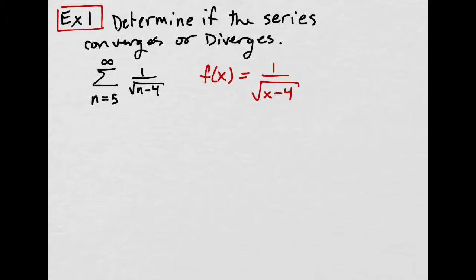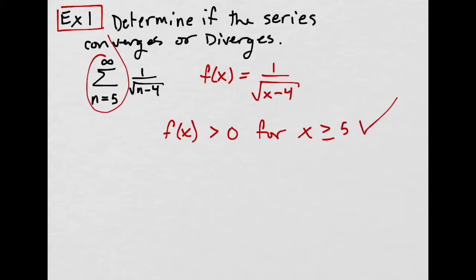And what do we have? Well, it's just by inspection. If I am plugging in things that are 5 and greater, then 5 minus 4 is 1, 6 minus 4 is 2. They're all going to be positive down there, so that's great. Also, I'm not plugging in 4, so it's also continuous. So we can say f of x is greater than 0, that means it's positive, for x greater than or equal to 5. So that takes care of the first condition. It's positive everywhere for the domain that we're concerned with.